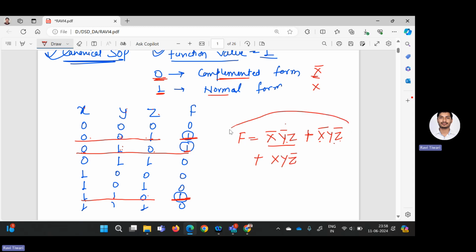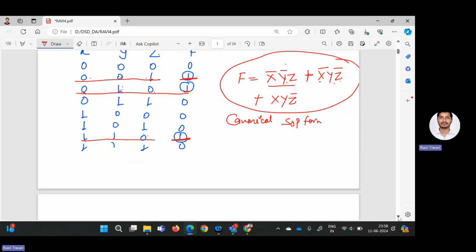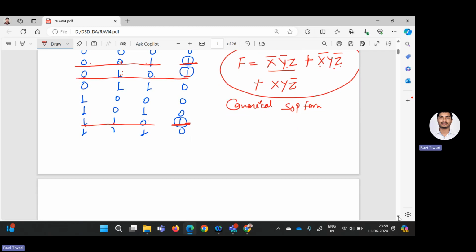This is the canonical SOP form. This is the canonical SOP form. I hope it's clear that the SOP, canonical SOP, will be written when the function value is 1.